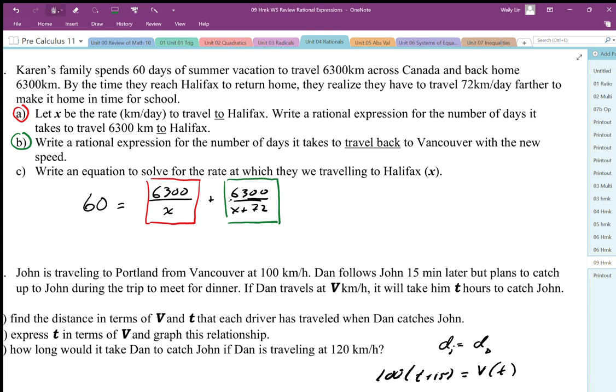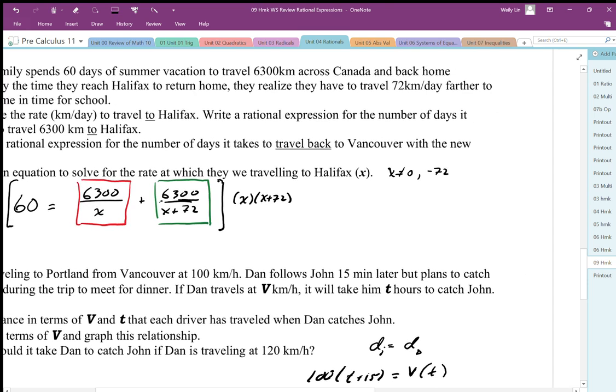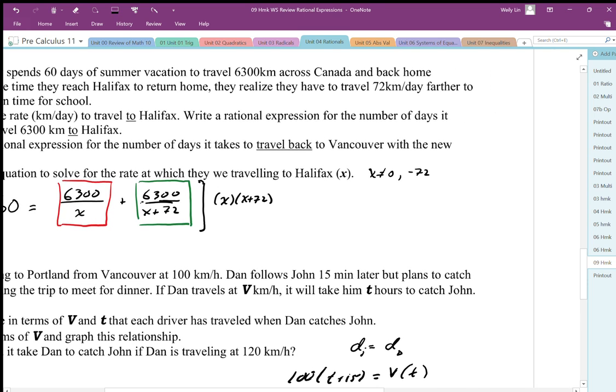So we can then go ahead and solve this equation. We're going to eliminate the denominator. So x cannot be equal to 0 kilometers per day or negative 72 kilometers per day. Those restrictions really aren't that significant in this problem because that's not likely. But now we're going to eliminate this denominator. So I'm going to multiply by x and x plus 72. I'm just going to do it off to the side here because I need some room to work here.